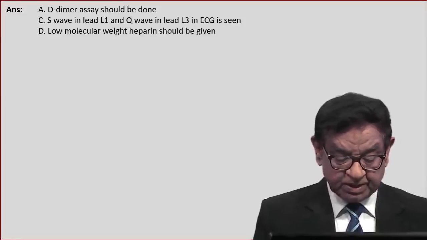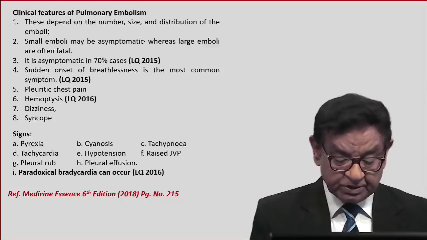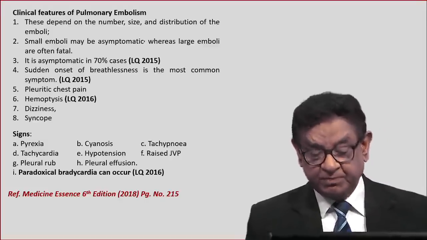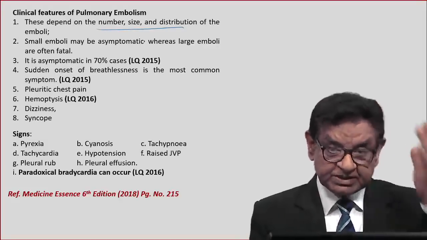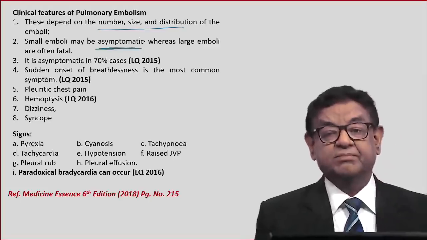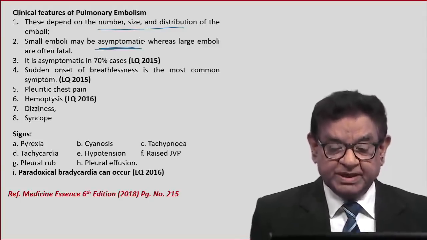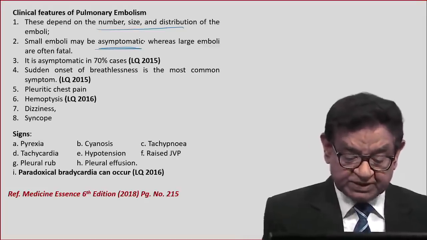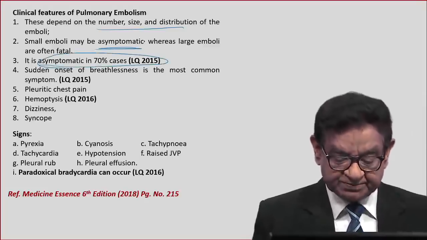Okay, so let's learn more about pulmonary embolism. First of all, the clinical features of pulmonary embolism depend on the number, size and distribution of emboli. Usually it is a single one. Small emboli may be asymptomatic, large emboli may be rapidly fatal also. So presentation may range from totally asymptomatic to rapidly fatal. Sudden death can be there, and fortunately 70% are asymptomatic. This question has come in the NEET exam.